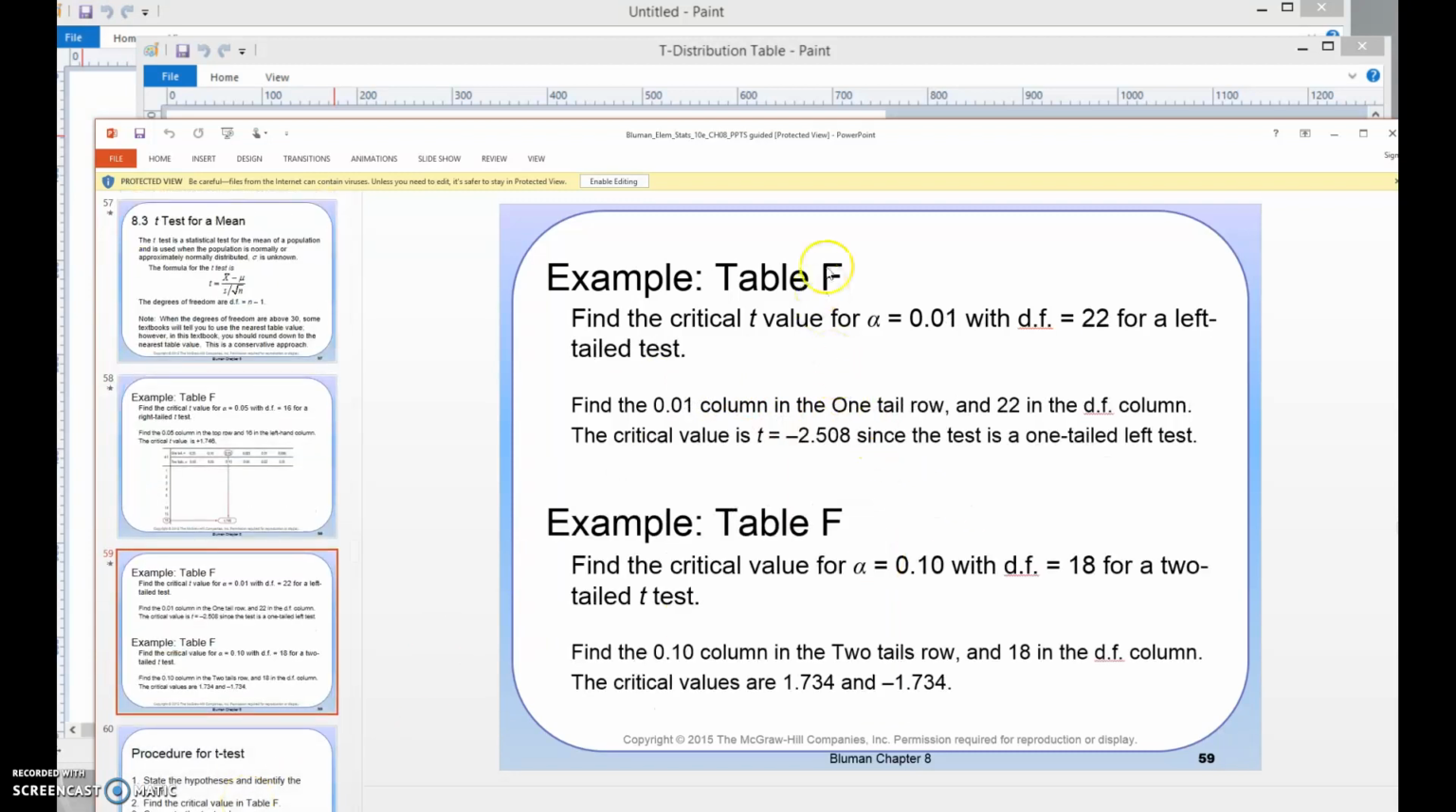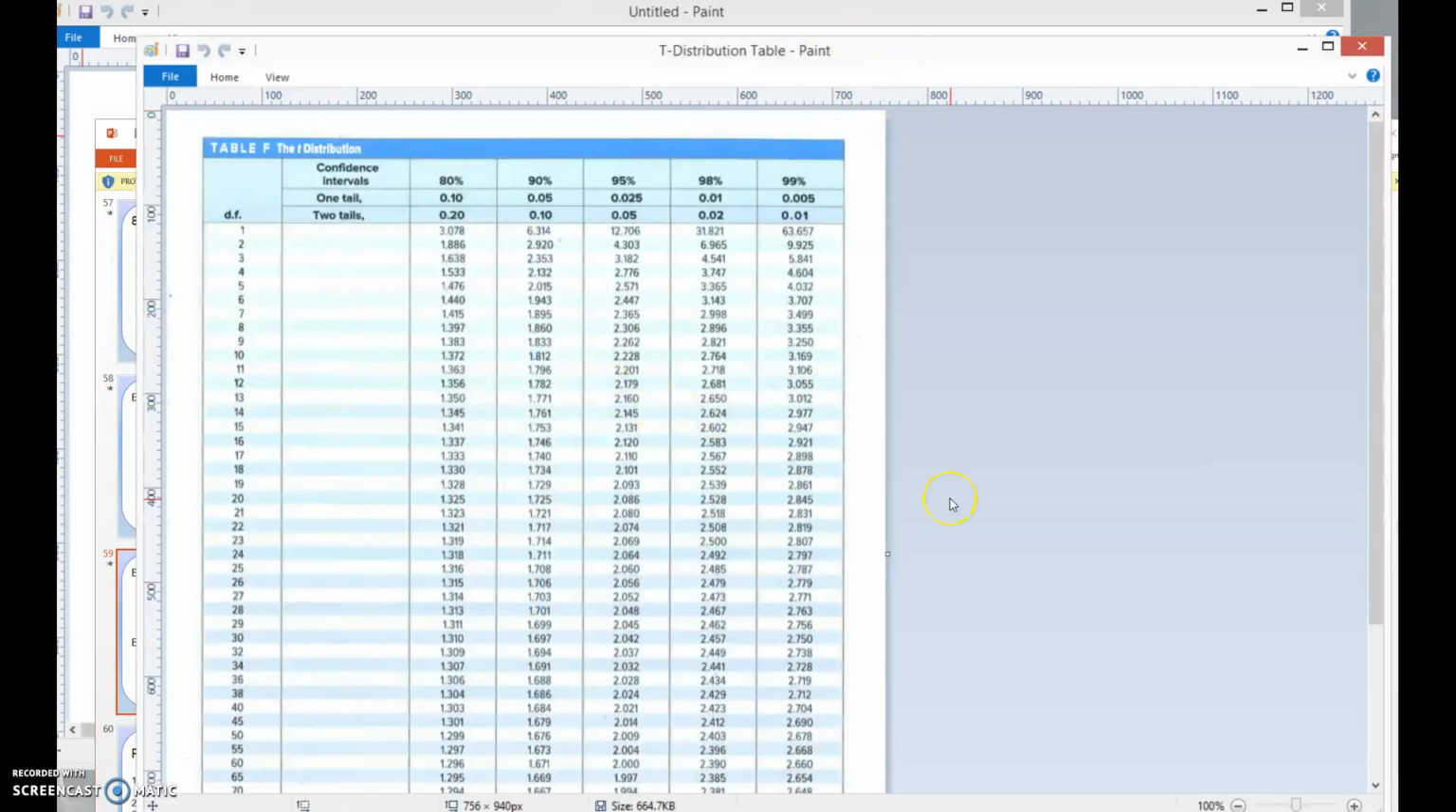Okay. If you're looking at the degrees of freedom of 22, alpha of 0.01 for a left-tailed test, let's go to that one. So a degree of freedom of 22 should be right here, and we want an alpha value of 0.01, and it's a one-tailed test. We look to see where they intersect, and we've got that 2.508. Now recall that we're looking at a left-tailed test.